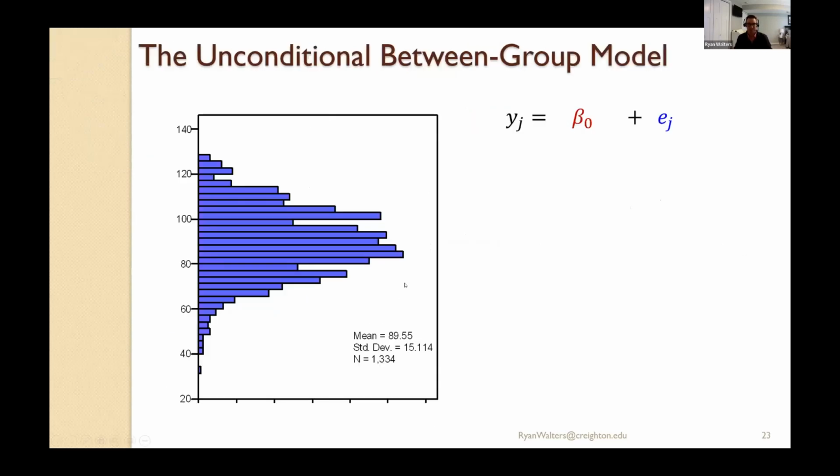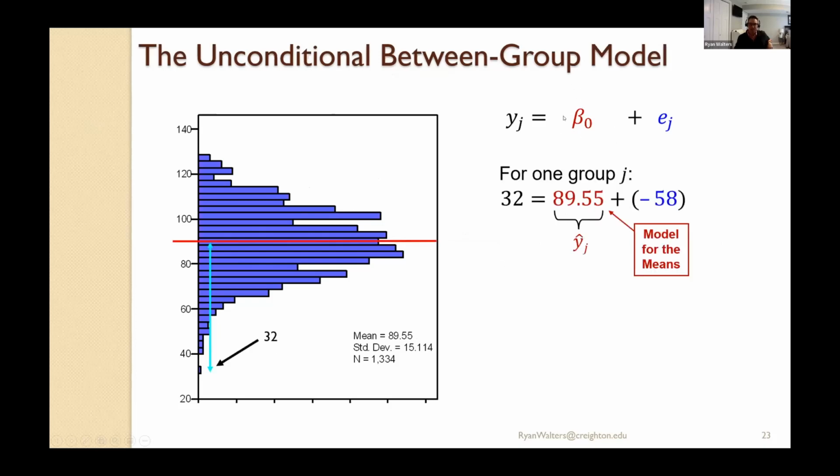If we take a look at some data for that, this is our, again, 90-degree rotated histogram. We have our mean value of 89.55. That's going to represent our fixed intercept. That's going to be the mean taken across all observations. If we look at this person down here who provided a value of 32, if their outcome was actually 32, it means the residual was negative 58. It's negative because they're below the mean. In any case, 89.55 is the mean taken across all observations.